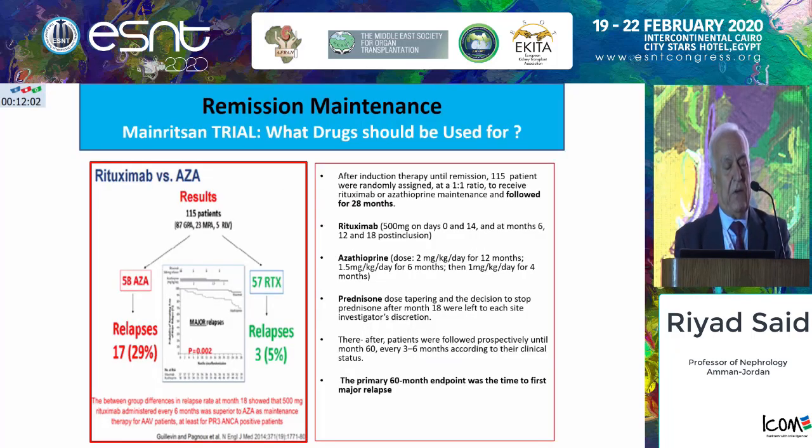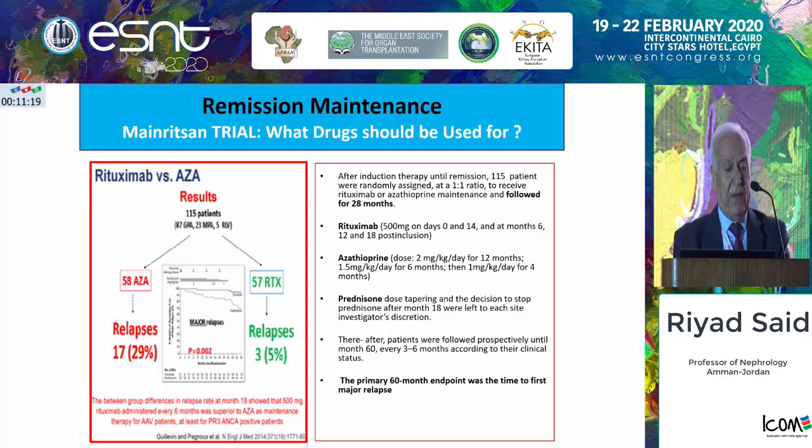And then what about maintenance now? That's for induction. Well, there is a nice study really. They have 115 patients randomized 1-to-1 to receive either rituximab or azathioprine and followed for 28 months. All such patients were given initial therapy until they had remission. After remission, they are divided into 85 on azathioprine and 75 on rituximab, and rituximab was given as 500 milligram on day 0, day 14, at 6 months, 12 months, and 18 months post-inclusion. Azathioprine was given initially 2 milligram per kilo for 12 months and then gradually tapered. Prednisone was given at the same time.